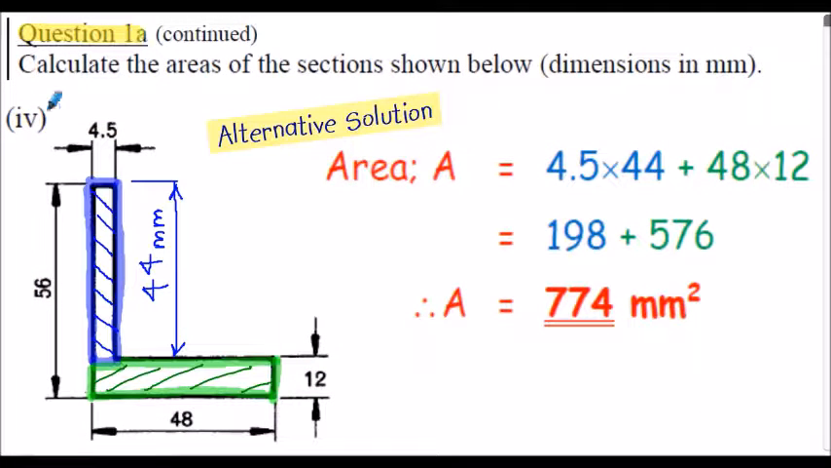This is question 1a part 4, but an alternative solution. I've just broken my rectangles down into slightly different configurations here. So this time I have 4.5 millimeters multiplied by 44 millimeters for this vertical rectangle, and at the bottom here I have 48 multiplied by 12 millimeters for the area of this rectangle. Evaluating for area, that's still the same value of 774 millimeters squared.